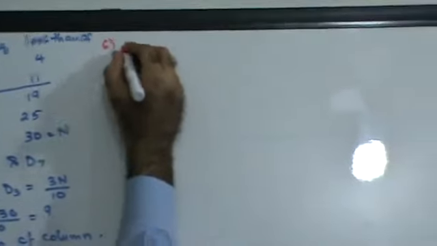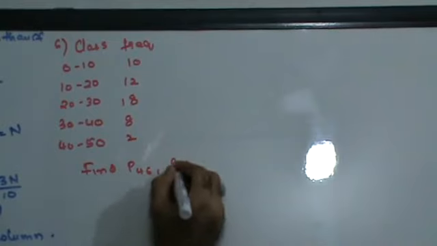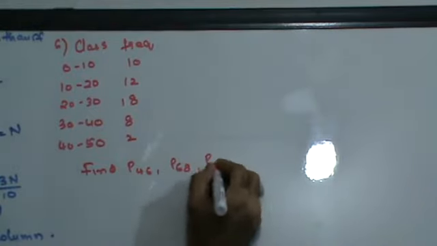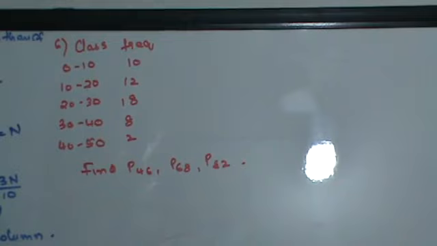Let's see the next sum. Class interval 0 to 10, 10 to 20, 20 to 30, 30 to 40, 40 to 50. Oh, till 50 only you have. Frequency is given to you as 10, 12, 18, 8, 2. Right? You have to find out P46, P68 and P82. I'll find out P46, then you can find out the others on your own.